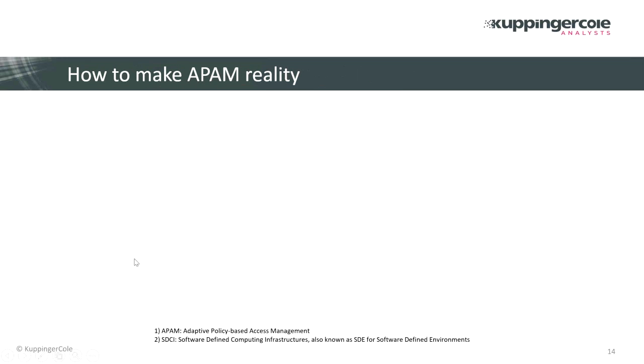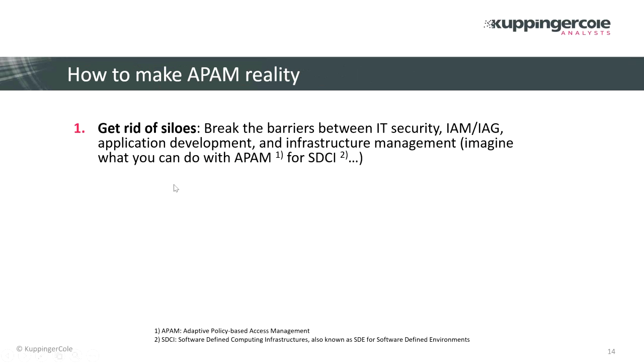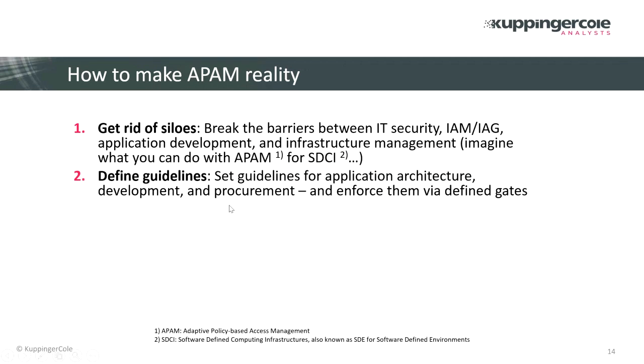So what to do to make this a reality? We tend to talk about APAM today due to this adaptiveness and the policy-based approach to access management. Get rid of silos. One of the biggest challenges currently is that application developers and the information security people don't talk enough with each other. Here we're talking about how applications or specific application environments, for instance SAP, work together with such a control system. That means we have to talk beyond the boundaries between these areas.